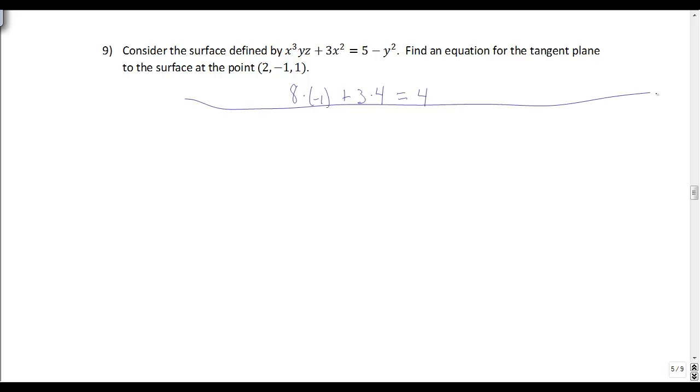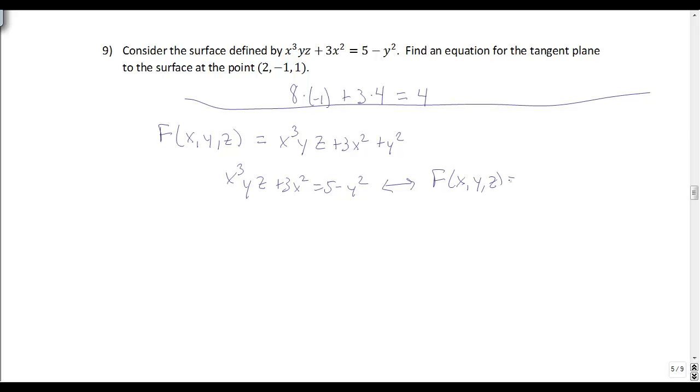Okay, leave that there. Now what I'm going to do here is define a function of x, y, and z. And what I want to do is make the points that satisfy this equation here that we're looking at be a level surface. So I'm going to say this is x cubed yz plus 3x squared, so I'm going to get the left-hand side, but I'm going to move the y squared to the other side. Now, if you do that, then this equation, x cubed yz plus 3x squared equals 5 minus y squared, that's completely equivalent to f of x, y, z equals 5.